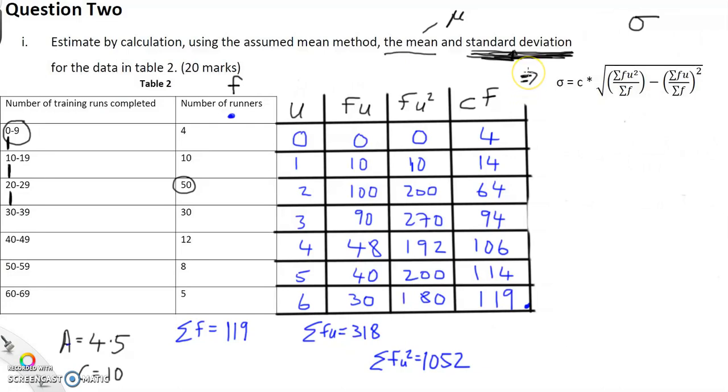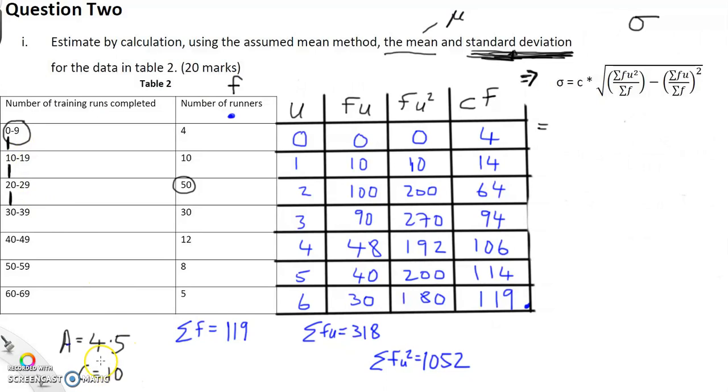Here it is. Sigma equals C, which is the class width, multiplied by the square root of all this stuff. We already have all these pieces worked out from the previous video. So all we have to do is load the formula and then boil it down into one number. So sigma equals C, or class width, which is the distance between the lower limit of consecutive classes. The lower limit of the first class is 0, the lower limit of the second class is 10. 10 minus 0 is 10.